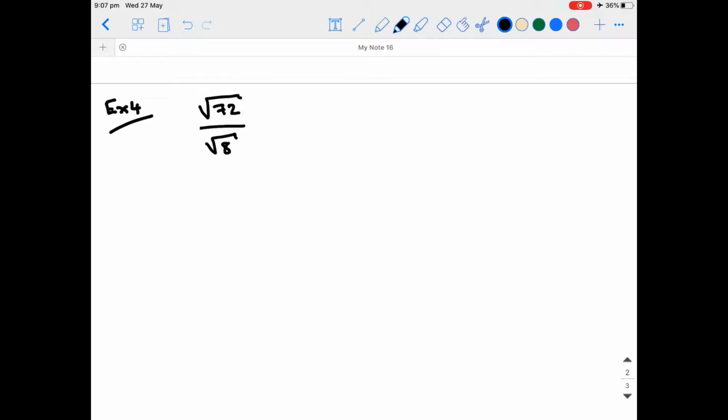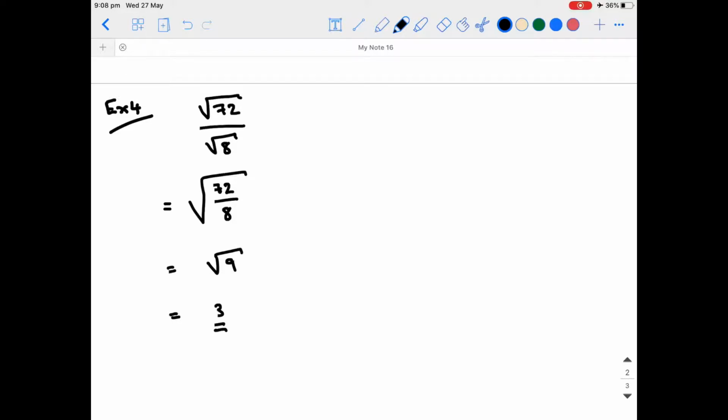The answer of course is yes, I can, because if I take it under one root, as in 72 divided by 8, then I know that 8 goes into 72 9 times, and the square root of 9 is in fact 3. So the answer to the square root of 72 divided by the square root of 8 is 3.